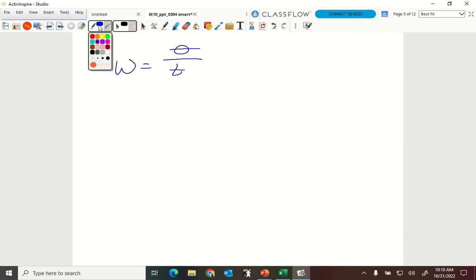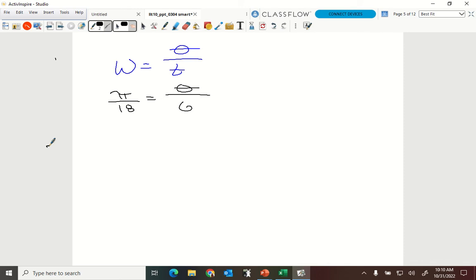So W equals theta over T. My W was pi over 18, right? Equals theta over my time. What did we say time was? Yeah, 6 seconds. So I'm going to put 6 right there. Now it's set up, I only have one variable.